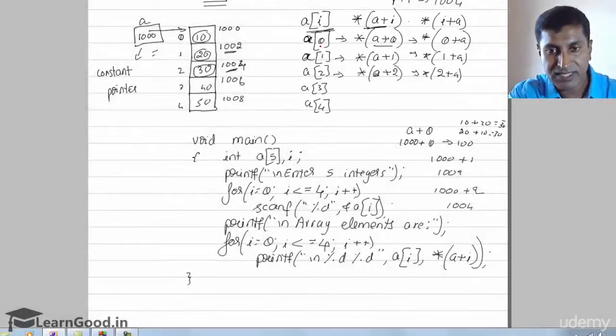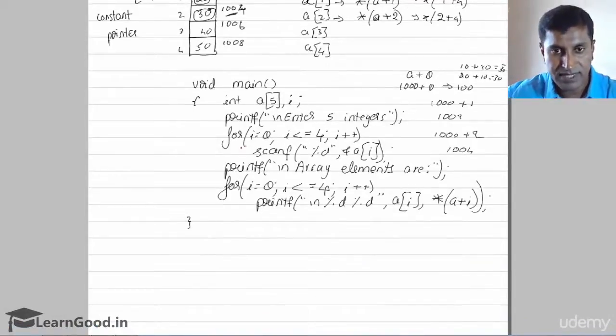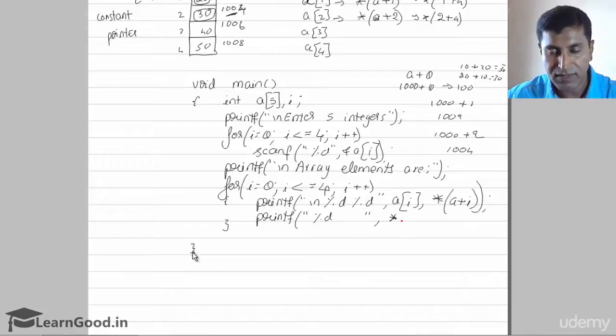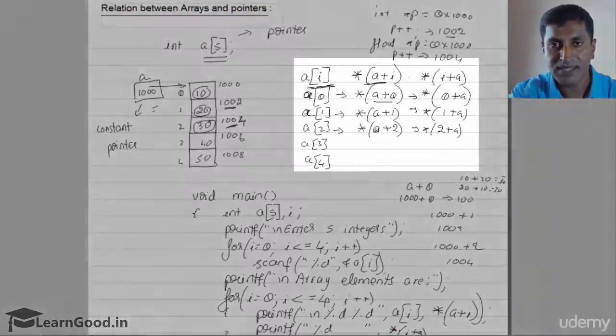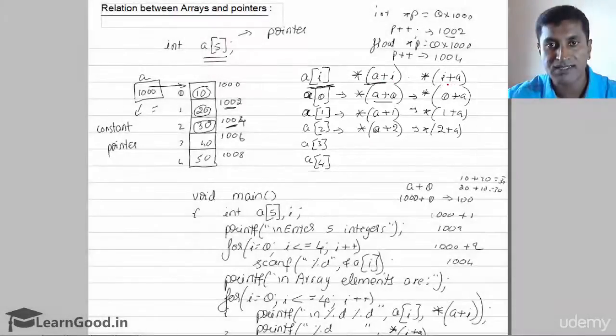Okay, so here we'll just add one more printf statement. Printf %d, and we can give also asterisk of I plus a. All three are going to display the same values. Fine. Now I'm saying here a plus I and I plus a both are same.